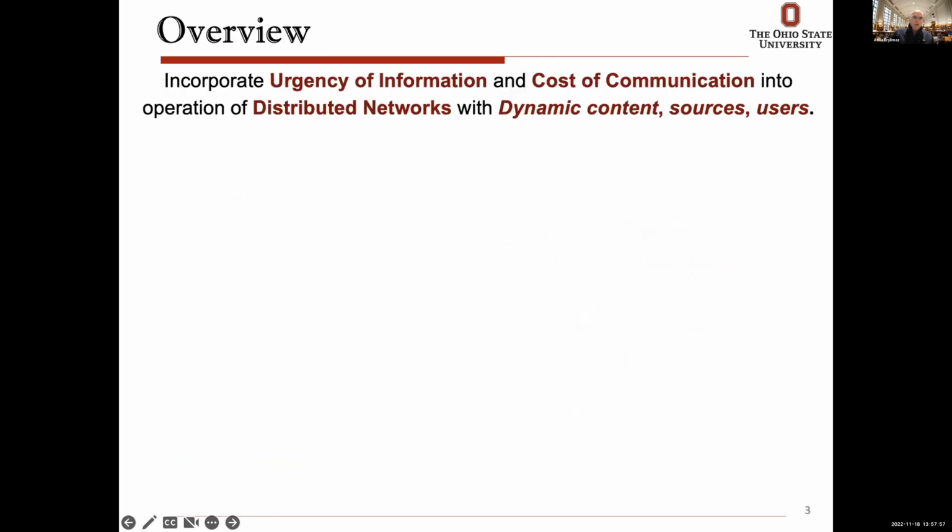The high-level overview or the goal here is to bring together this urgency aspect or age aspect of information that is likely distributed, and the cost of communication for those channels that have to be utilized in conveying that information in the context of distributed setups. These dynamics I categorize into three branches. One of them has to do with dynamic content. The other is the source states being dynamic, and the other is the users or the demand side being dynamic.